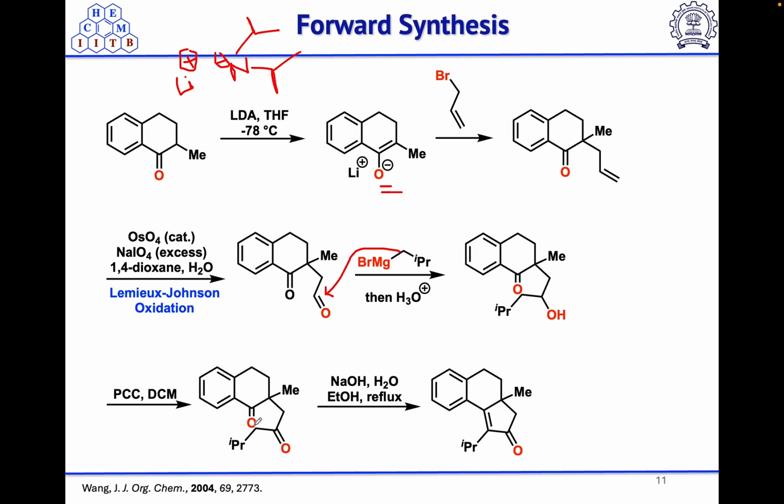And if we do the aldol reaction, that means if we treat with aqueous sodium hydroxide in ethanol under reflux, we will get the corresponding beta hydroxy ketone first, then we will get the eliminated product, the alpha beta unsaturated ketone, right? So this is the example.